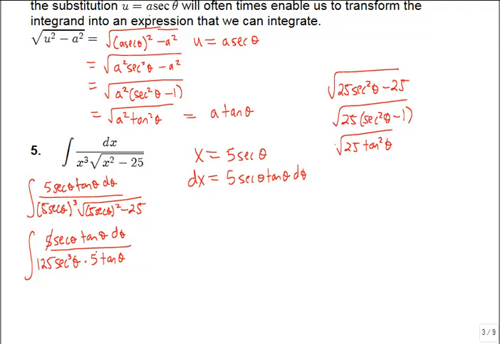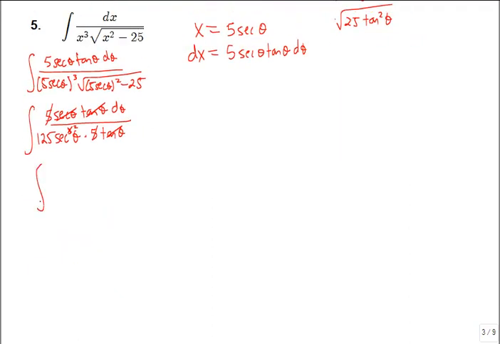I'm going to cross off a couple 5s, a couple tangents, and one of these secants. I'll still have 2 left in the bottom. So what do I have left? I've got this 125, which is in the bottom, and it's a constant, so let's pull that out. I have this d theta on top, and I have that secant squared theta on the bottom. We had 2 of those left.